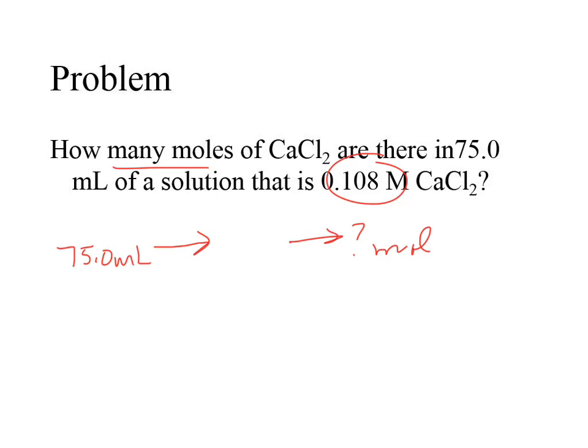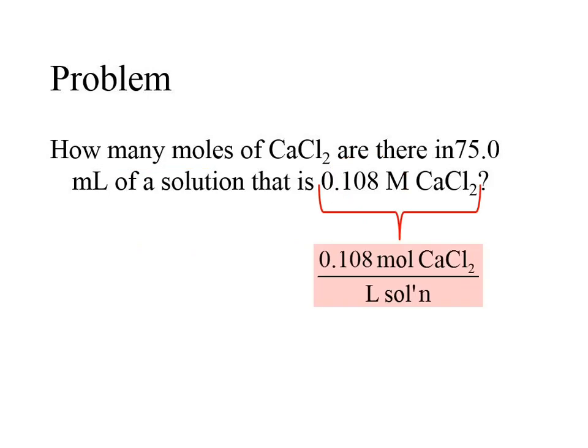So we need to unpack that 0.108, and instead of having a separate slide, this is unpacking that 0.108 molar. So 0.108 molar CaCl2 means 0.108 moles of CaCl2, calcium chloride, per 1 liter of solution. So that's going to be how we're going to get from volume to moles.